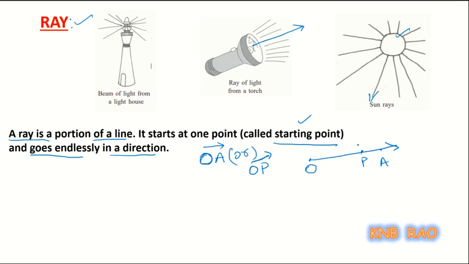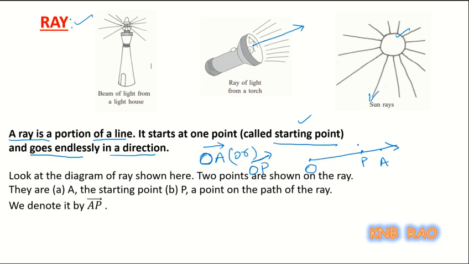Understood? Now coming to the next part, look at this figure. I have a starting point A and, in the same direction of extension, another point P. Now this is ray AP. It is called ray AP. So the same points which I have explained are there here. Here the starting point is A and the point in the direction of extension is P. So it must be written as ray AP only.